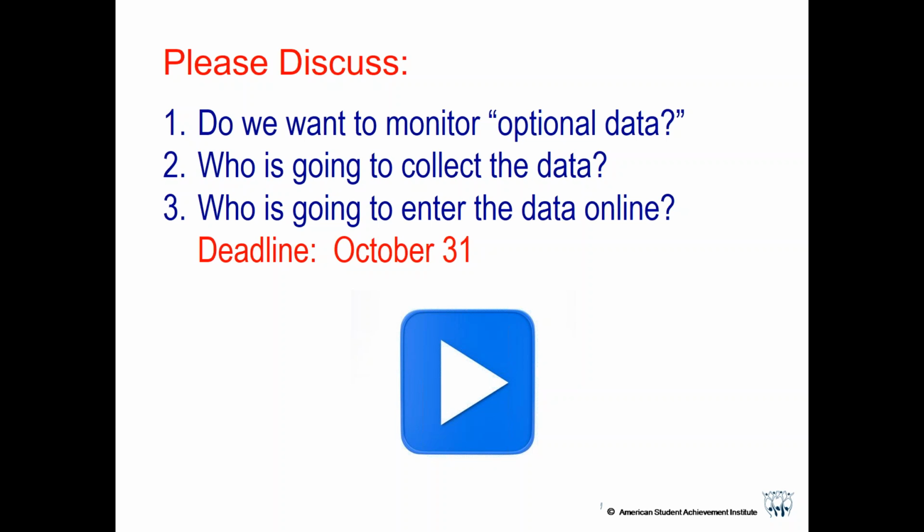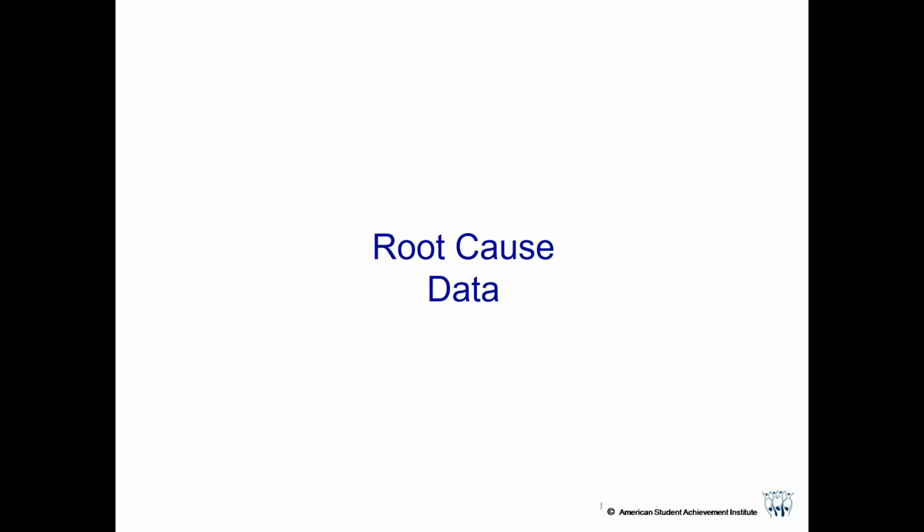And obviously that deadline is incorrect. When we get to the online system, the correct data will be there. Deadline will be there. Okay, so those are things you'll need to talk about as a steering team. Okay, so I'm going to switch gears now. That was achievement data, and I'll show you how to enter that online in a sec.